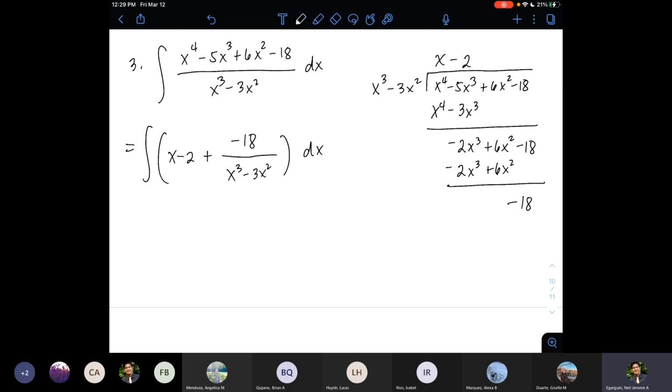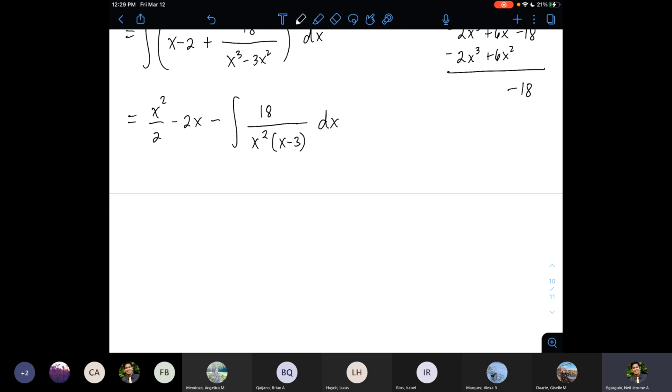Okay, and at this point, we can do partial fraction decomposition on the remaining fraction. But before doing that, maybe you can integrate the first two terms because they are just polynomials. So we'll have x squared over 2 minus 2x. I'll defer the arbitrary constant for later. So we'll have, or probably I can also write it as minus integral of 18 over x cubed minus 3x squared, but I can factor it as x squared times x minus 3, dx.